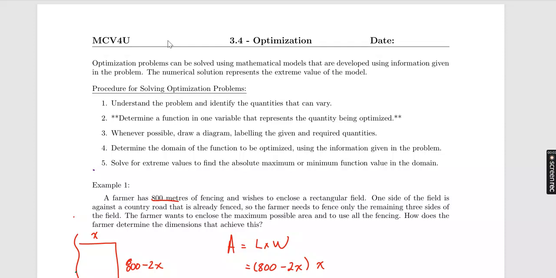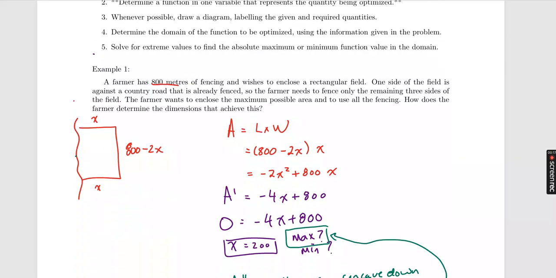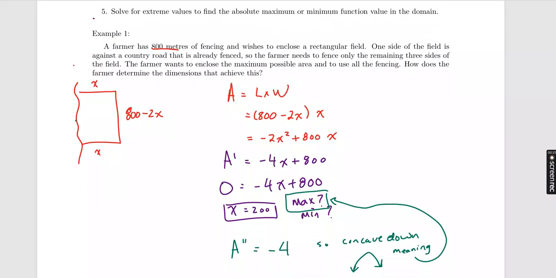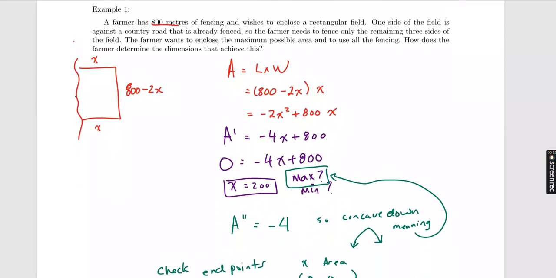Hi, this is the lesson video for 3.4 optimization. For this lesson, we are talking about optimizing. We're looking at using the first derivative and/or second derivative in order to find maximums and minimums in word problems. So let's jump right into it.